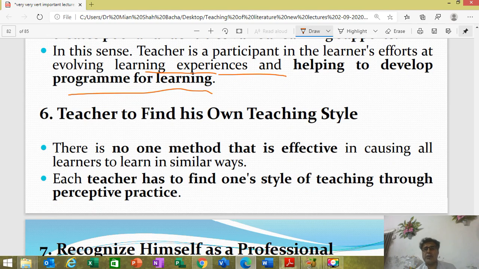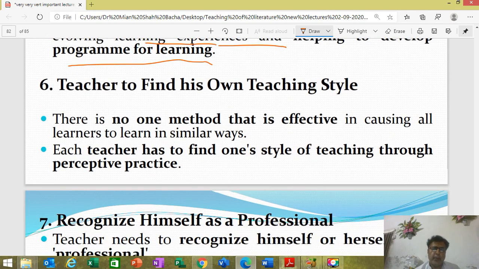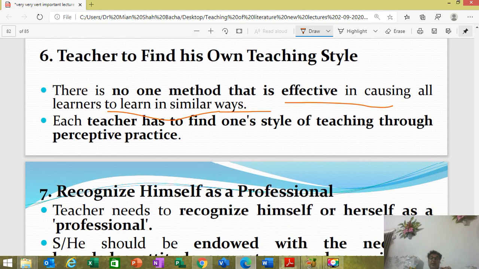The teacher has to find his own teaching style. There is no one method that is effective in causing all learners to learn in similar ways. So this is very, very important. Though many researches have been done, and many methods and approaches have been discovered and worked on, I think not a single one of them can be guaranteed to be effectively used on all students with the same intensity. No, all the methods are not effective in all learning cases.